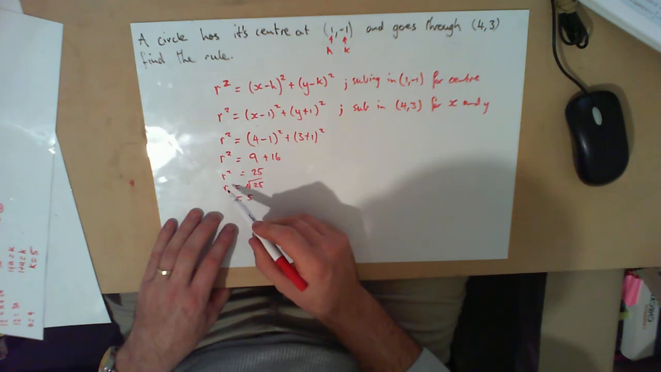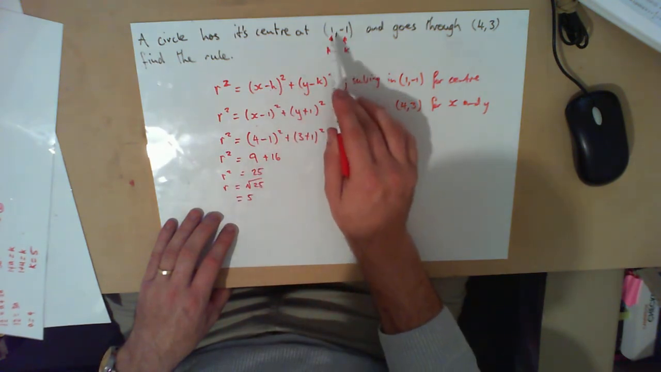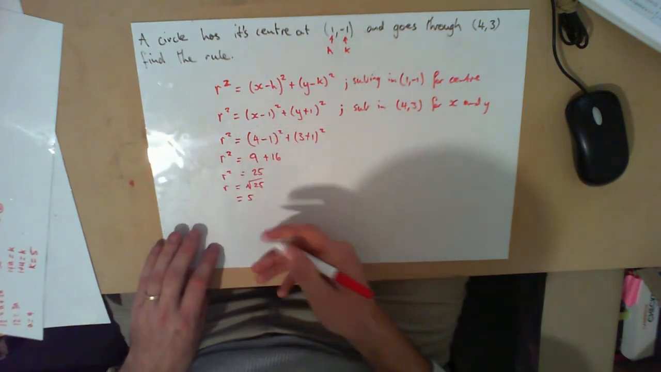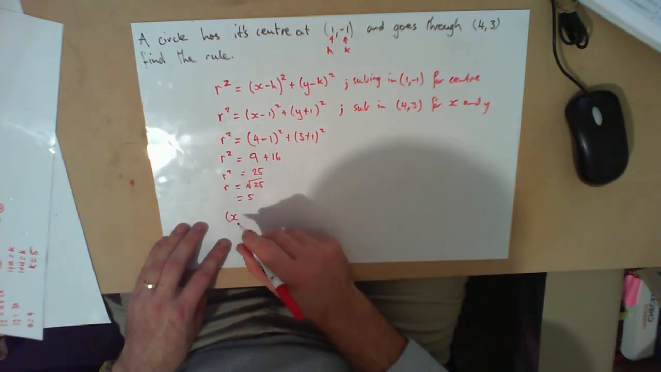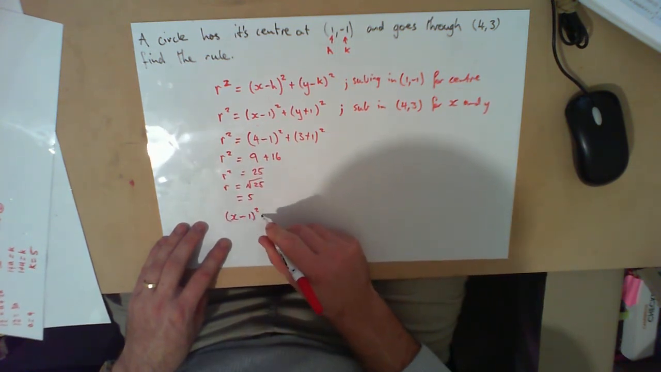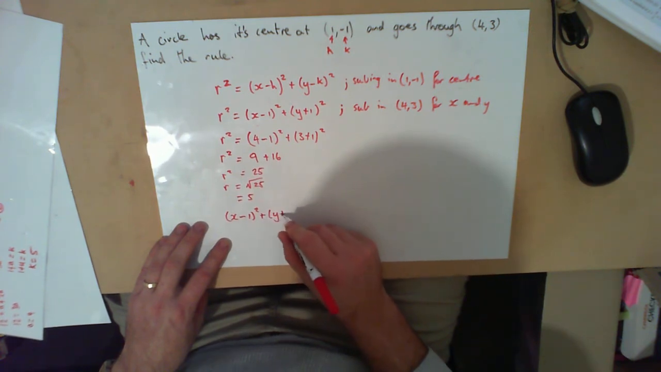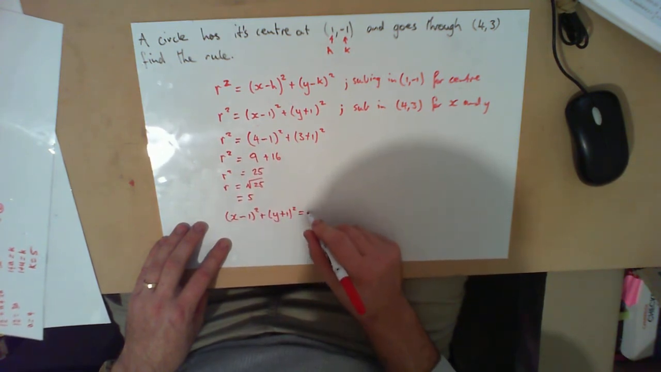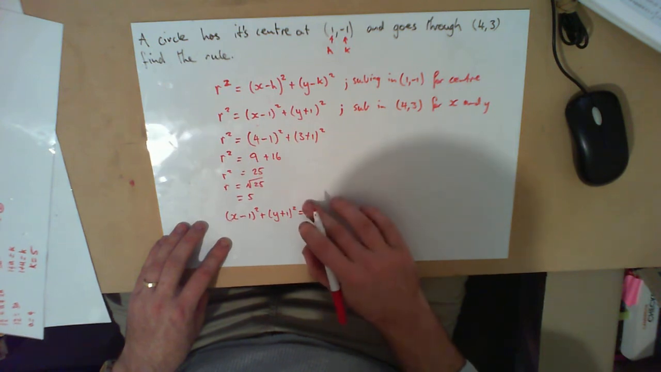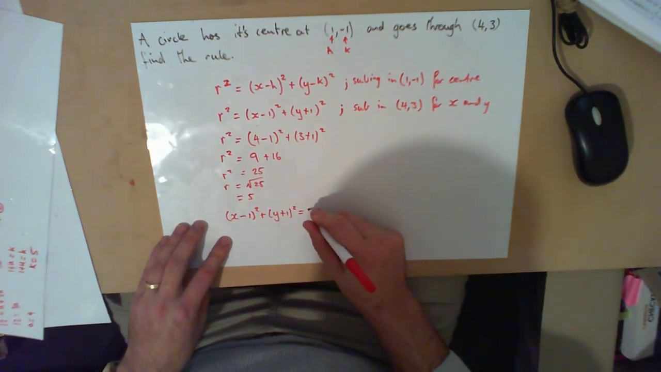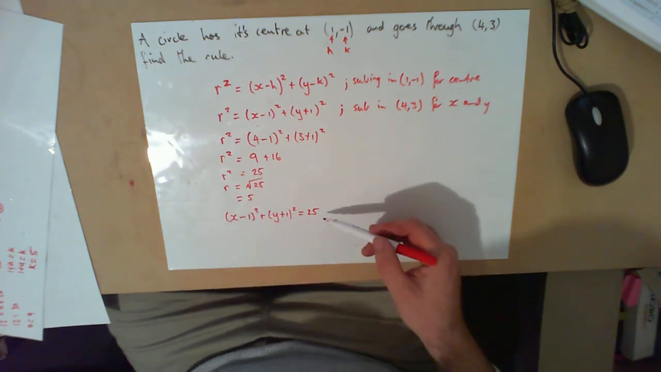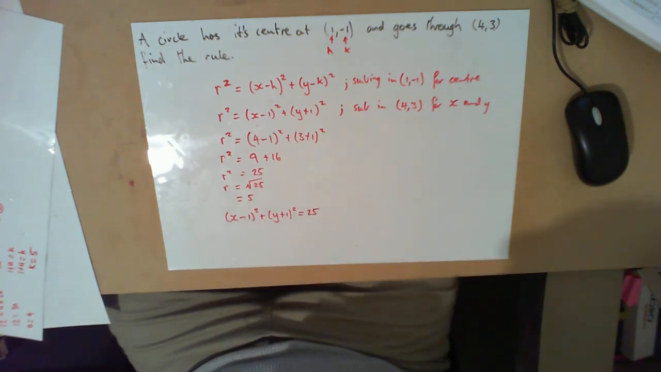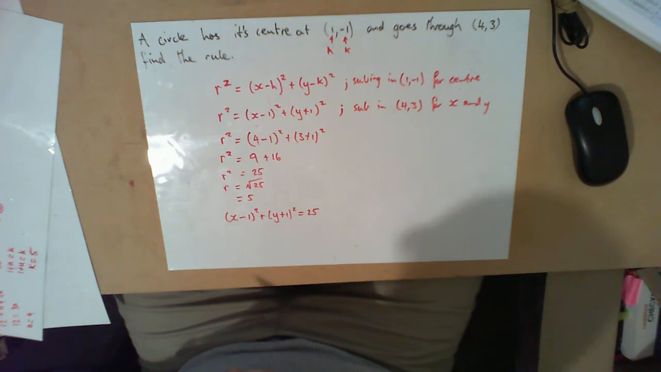So we now know our h and our k value, which we were given, and we've worked out our r value. So all up, we can say that our equation is, and we'll write it the other way around, (x plus 1) squared plus (y plus 1) squared equals 25. We found our r value of 5, but remember it's always r squared, so it's still going to be 25. So we've got our rule there for our circle.